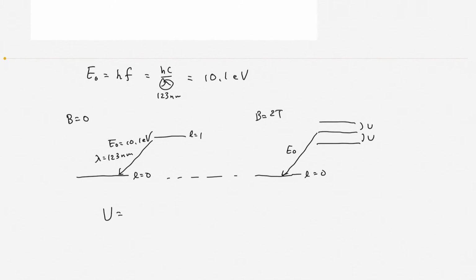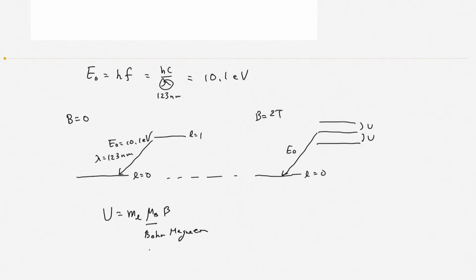This U can be calculated as M sub L times mu sub B times the magnetic field B. Mu sub B is the Bohr magneton, and B is the magnetic field.